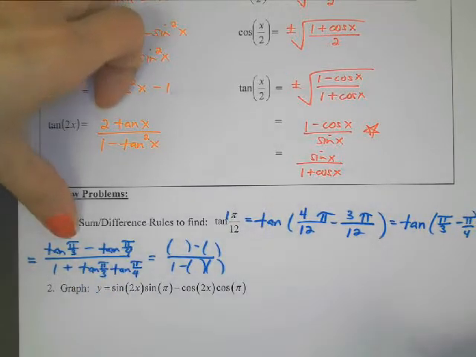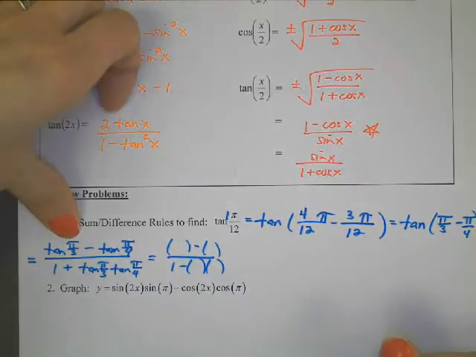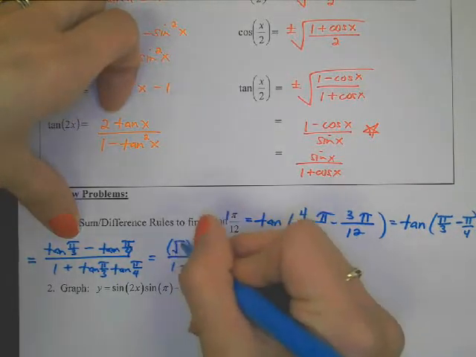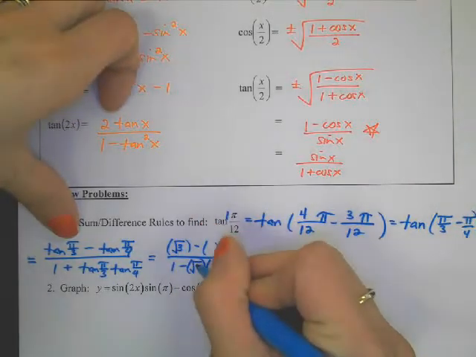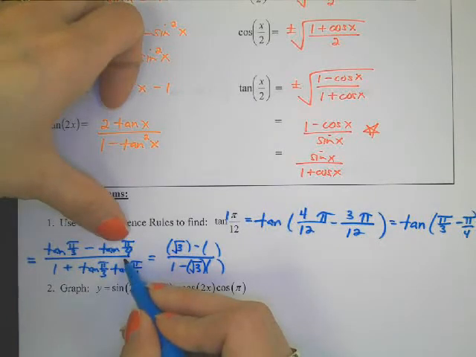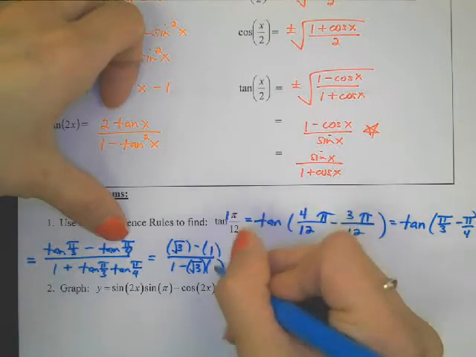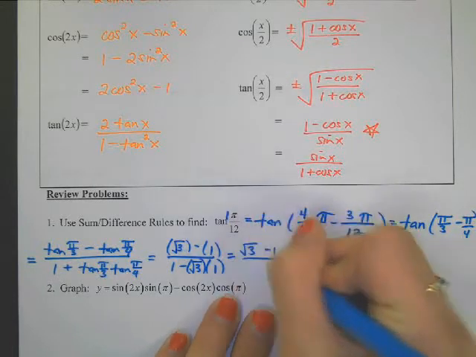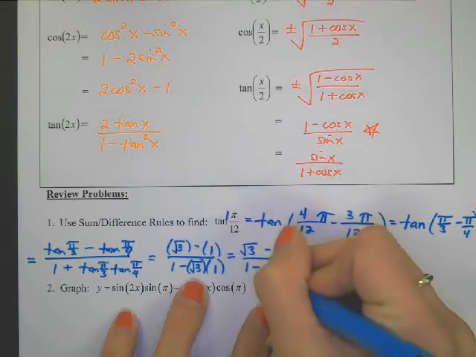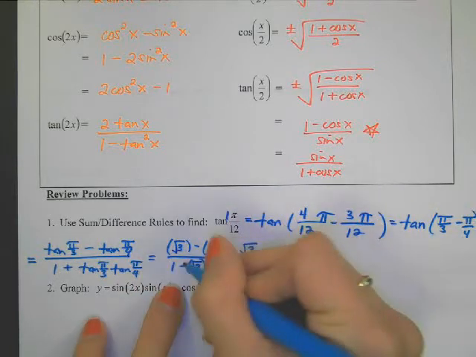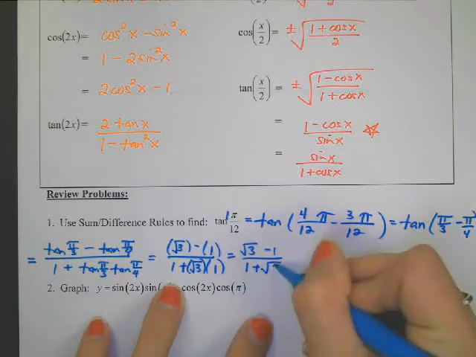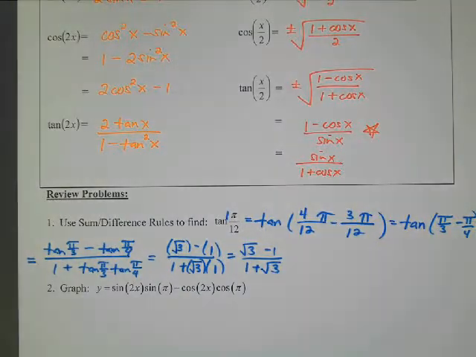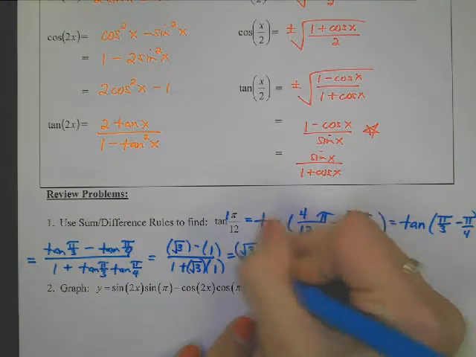So tangent of pi over 3 is radical 3, there and here. Tangent of pi over 4 is 1 and 1. So now we have radical 3 minus 1 over 1 minus, no, that's supposed to be plus. What am I doing? Plus radical 3. Okay, halfway done. Time to rationalize.